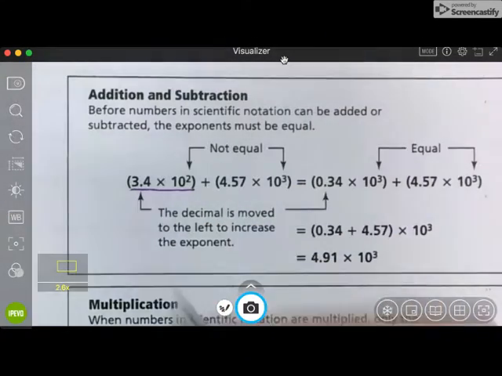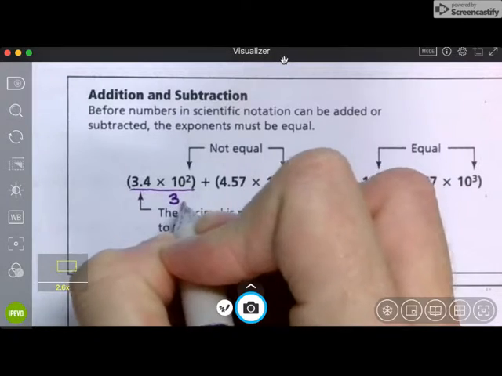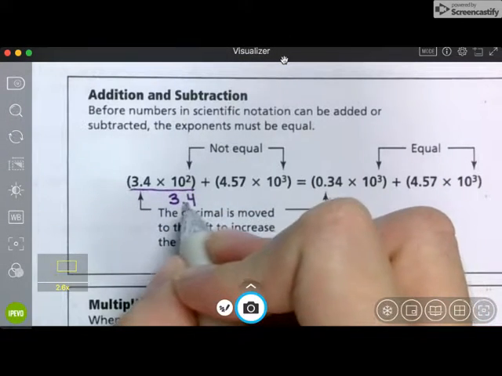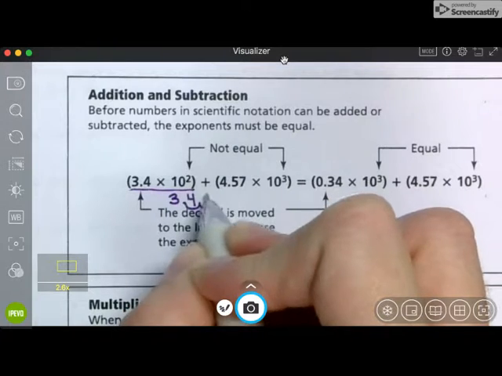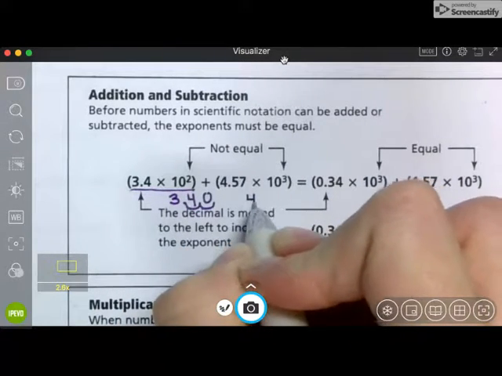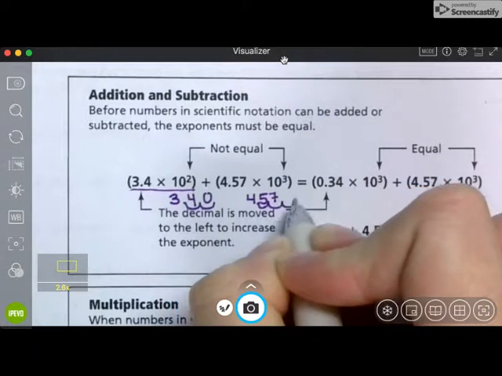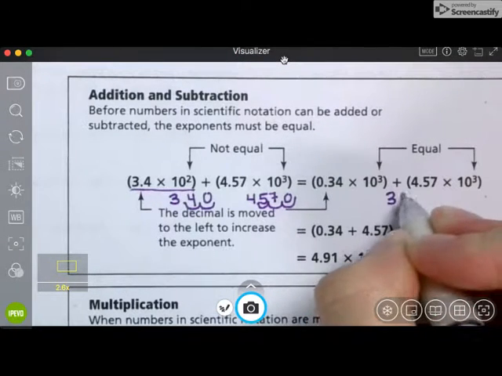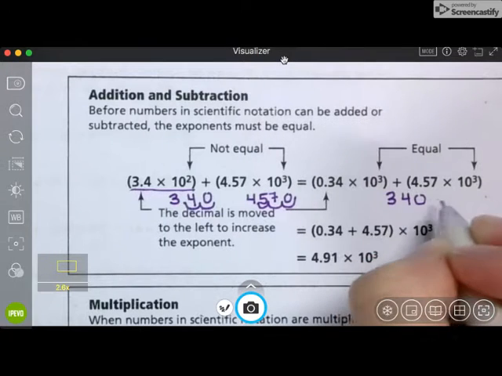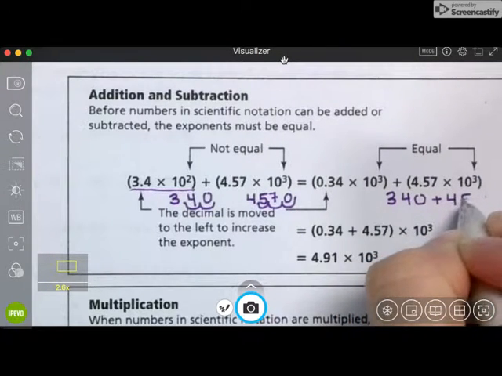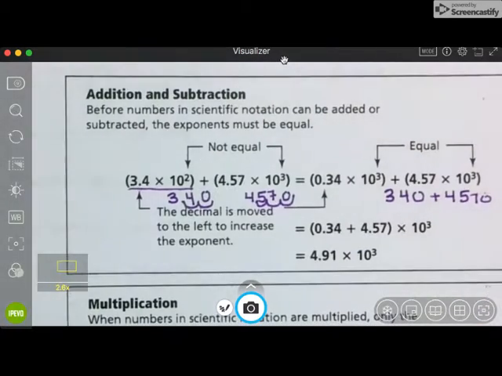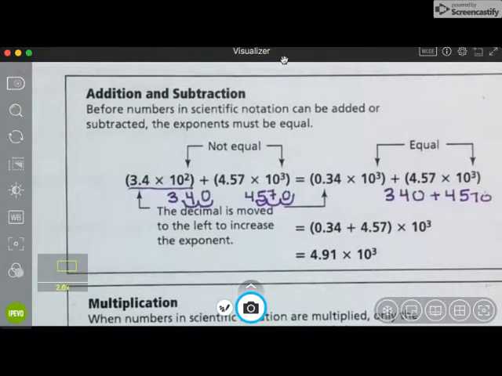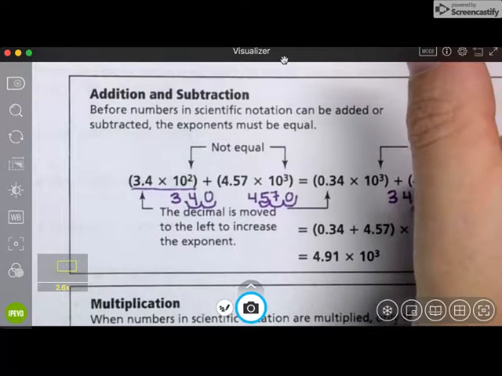So let's look at this as 3.4 times 10 to the second. So if we use our strategies that we learned last time to move that into standard notation, I would move this 1, 2 places, and then this is 4, 5, 7 with the decimal here, and I would move it 1, 2, 3 places. So really, in actuality, I'm adding 340 plus 4, 5, 7, 0. When I add those two numbers together, what do you get?